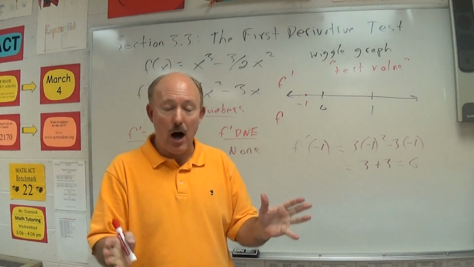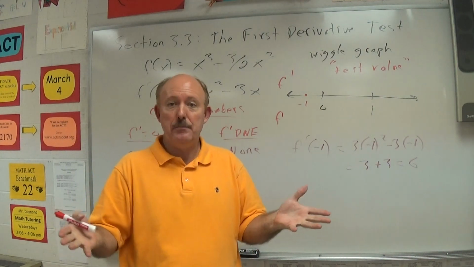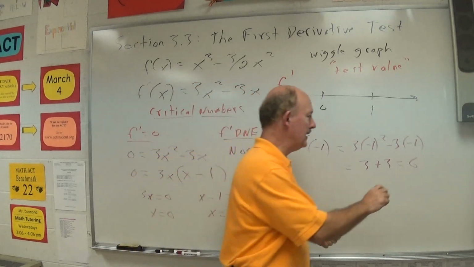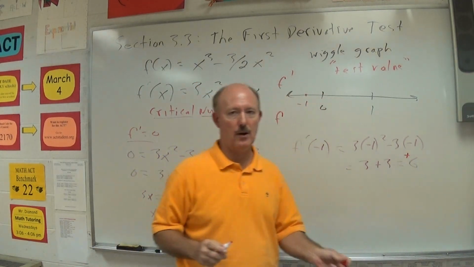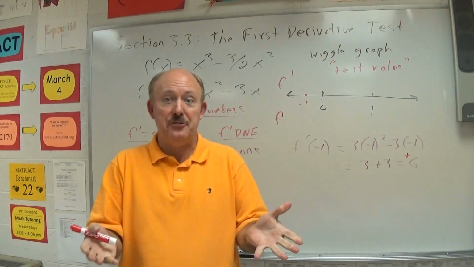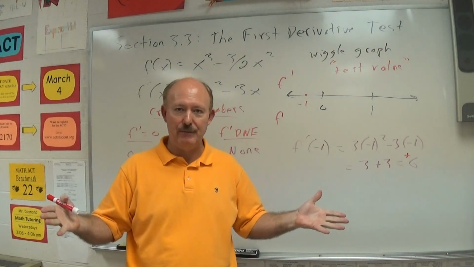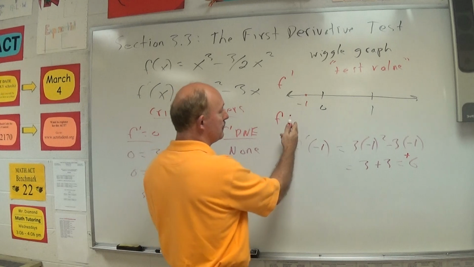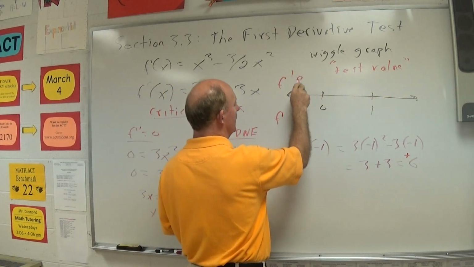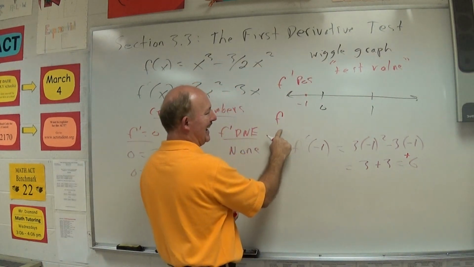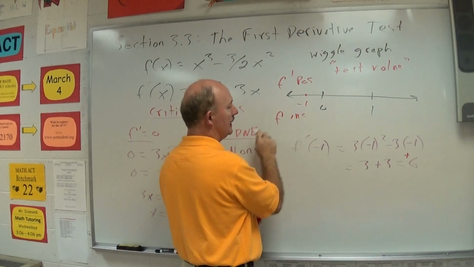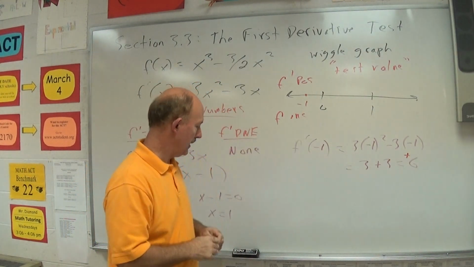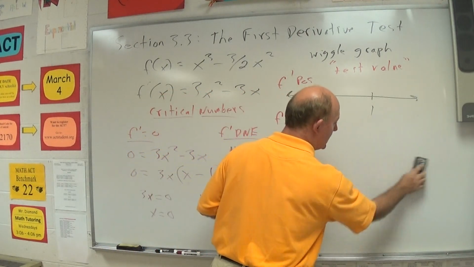Now, all that really matters is whether the derivative is positive or negative. The 6 doesn't really matter. What counts is that this is a positive 6. It could be 600, but if it's a positive 600, that means the derivative is positive and the function itself will be increasing. So the derivative is positive and the graph is increasing from negative infinity to 0.